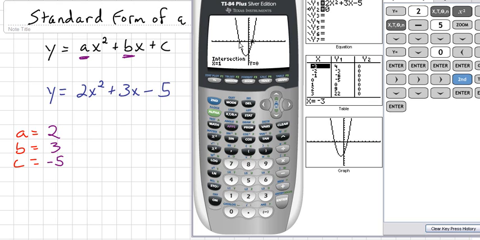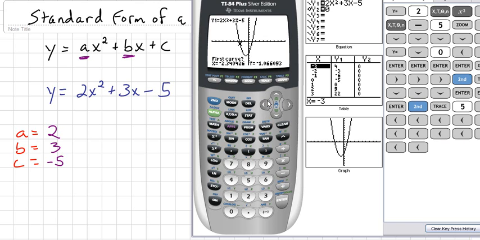Now to find the other intersection, I'm going to do the same thing. I hit second calc, option number 5, except this time I need to move the bug over to this side, so I use my left arrow key to get it closer to the intersection I'm interested in, and I hit enter. It asks if that's my second curve, which is y equals 0. Yes. No guess, so I hit enter one more time, and I get an intersection at negative 2.5, 0.